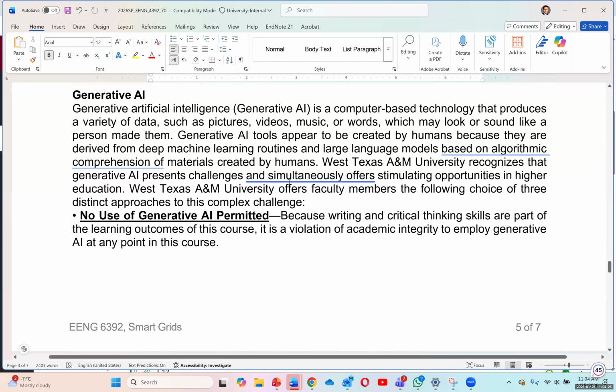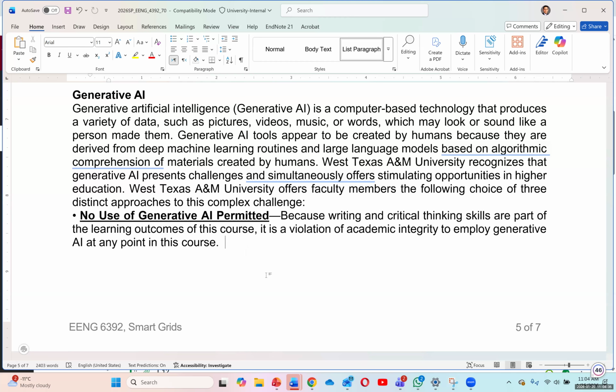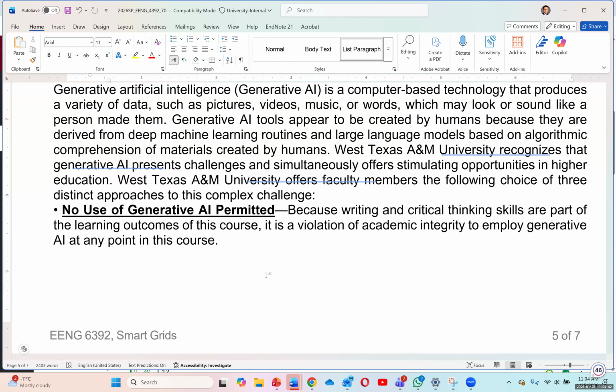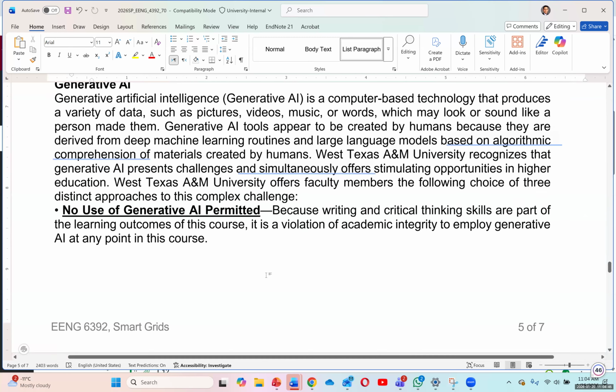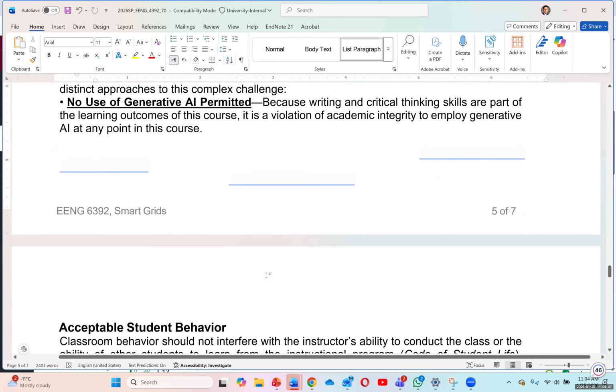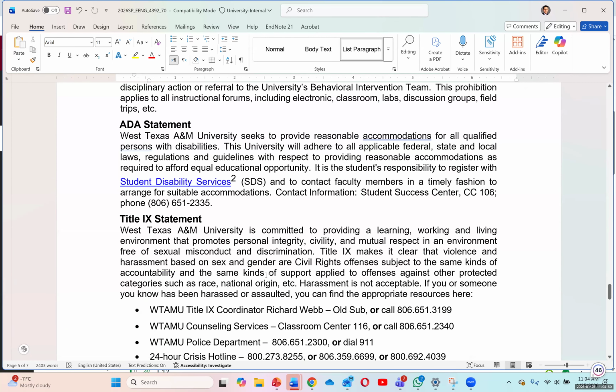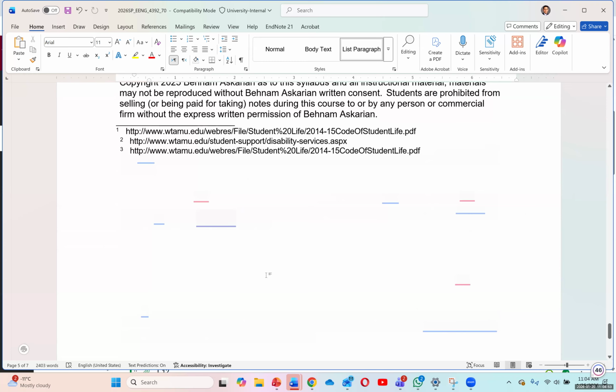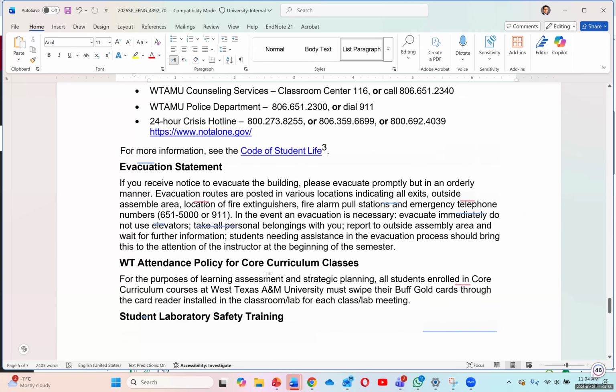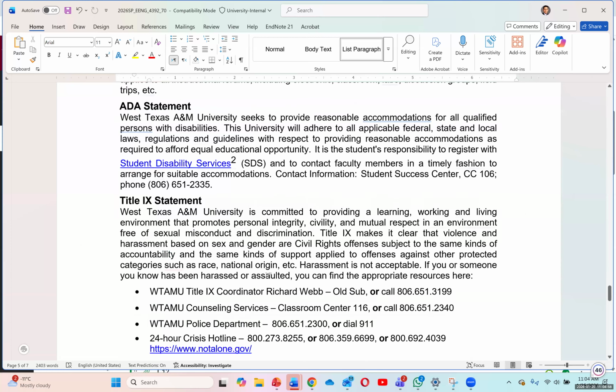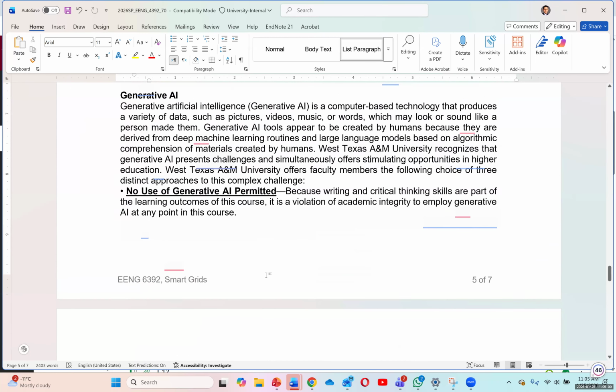Okay. For any of the quiz, homework, exams, I had a lot of problems in the last semester with students using generative AI. So please don't use any type of AI or other online tools to solve the problems, do the assignments, or the quiz or exams. And that's it for copyright and also the other safety statements. Just please read through it.